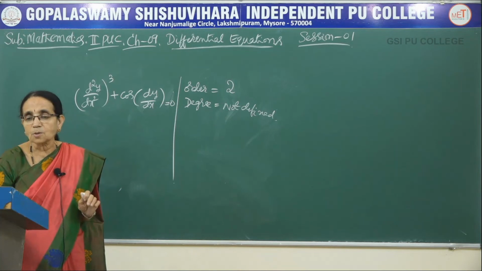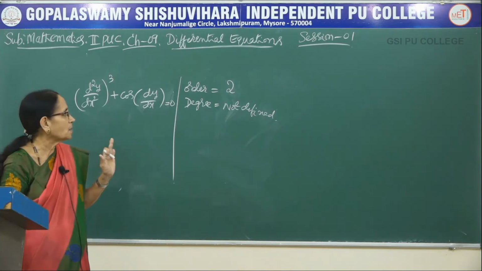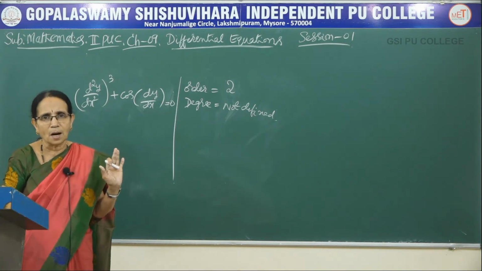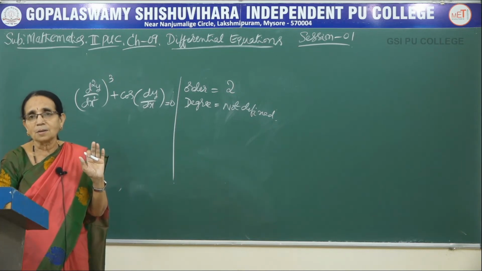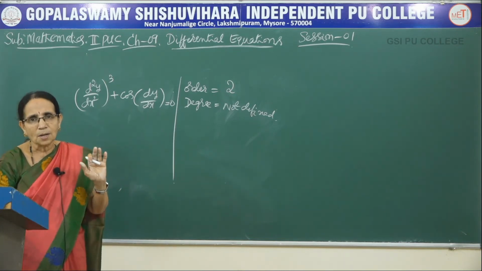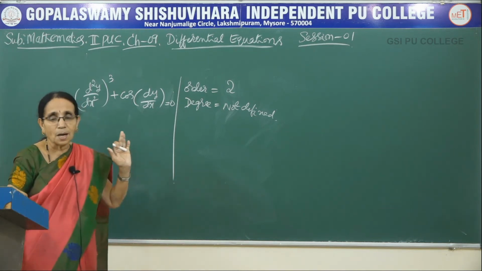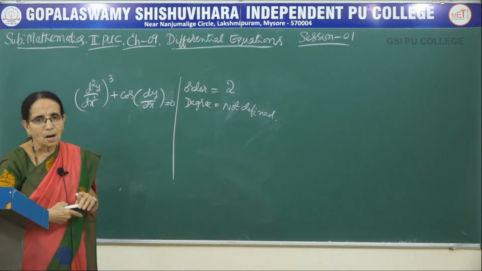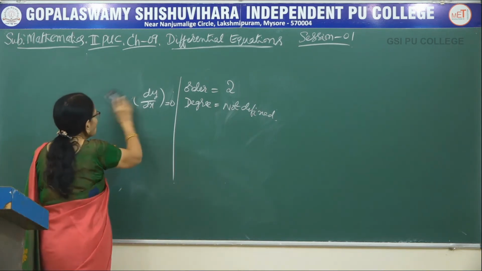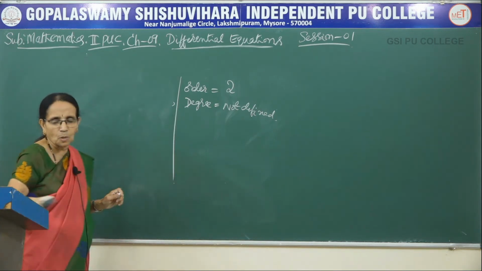Okay. So this is how you have to mention it clearly. First you write the order, because order is defined for each and every differential equation. Regarding the degree, you have to observe the equation correctly, then you can write the answer. Now let me move on to the next problem.